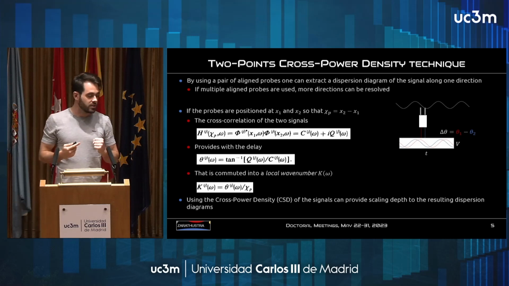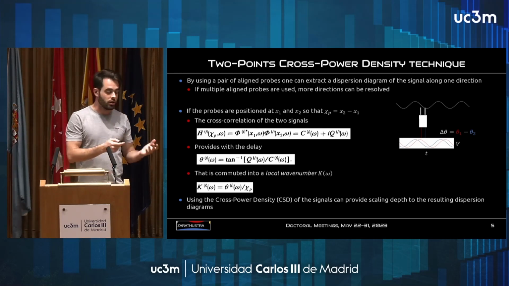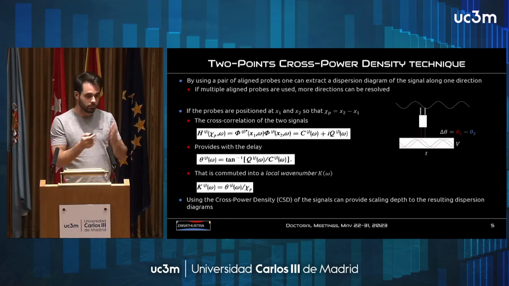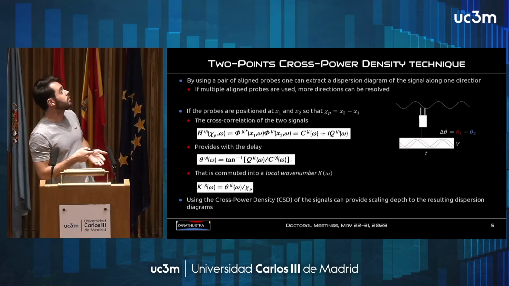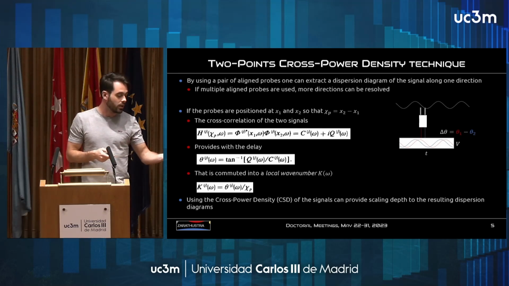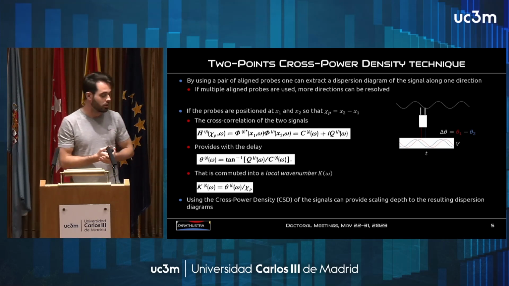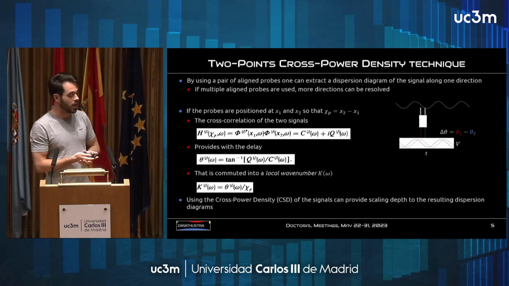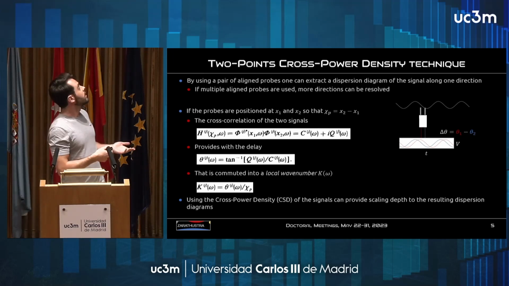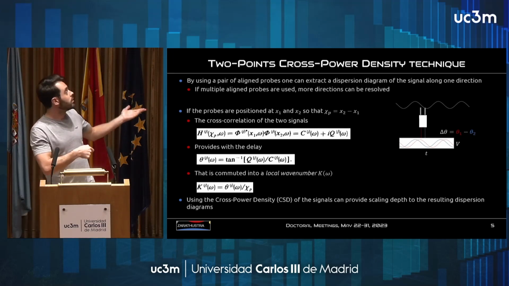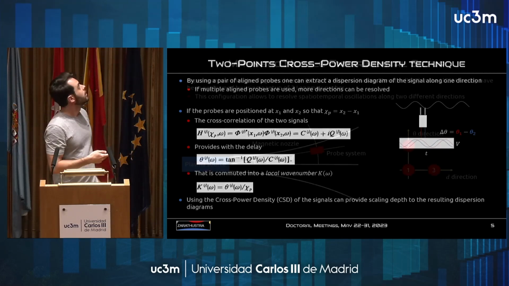You can recover this phase difference by computing the cross correlation of these two signals, which is going to be a complex number that has a real and imaginary part. The imaginary part is related to the phase difference of these two signals, and this phase difference can be used to compute a local wave number, which is an estimation that under some hypotheses approximates well the actual wave number of your oscillation. You can also provide scaling by computing the real part of the cross power density, which tells you basically how much power there is.